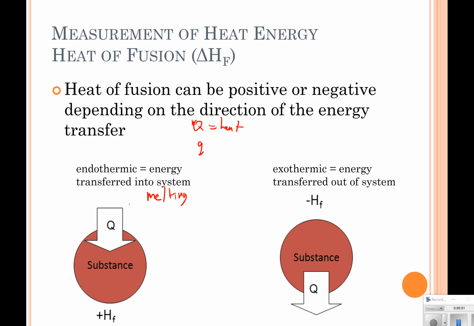If we have a net output of energy, Q leaving the system or leaving our substance, that's an exothermic change because we have heat energy leaving the system, and this would indicate freezing. As we remove energy from liquid particles to allow them to rearrange, increase their IMFs, and get closer and more densely packed with each other.